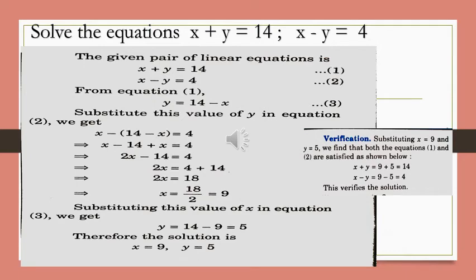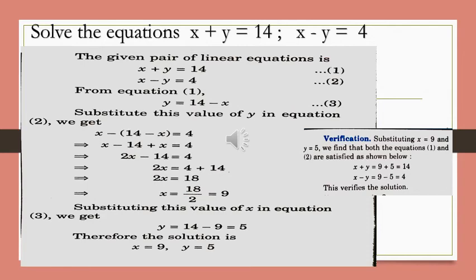Now if you want to verify whether the answer is right or wrong, what will we do? We will substitute these values of x and y in the equations. Substitute in x plus y: 9 plus 5 equals what? 14, which equals the RHS. Means the solutions are right. Or you can take the second equation, x minus y equals 4: 9 minus 5 equals 4. So LHS is 4, RHS is 4, and thus it verifies the solution.